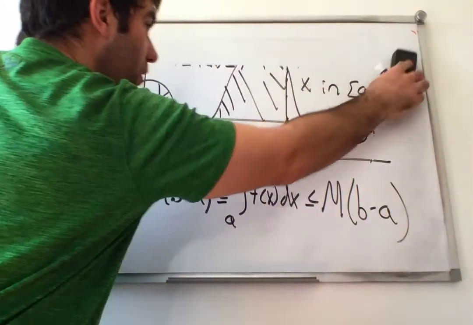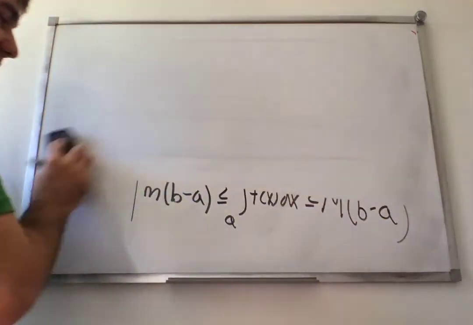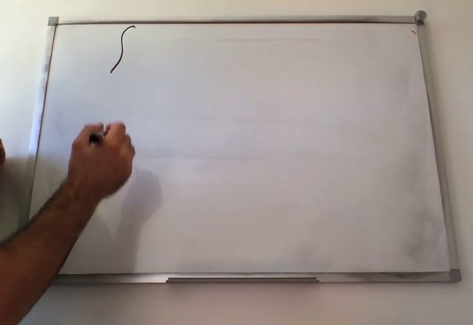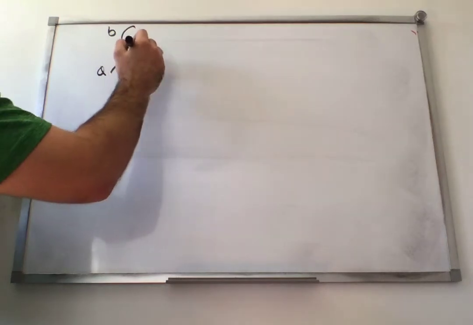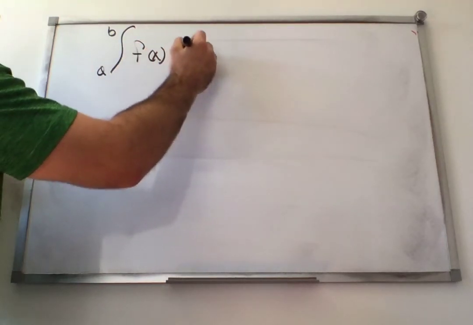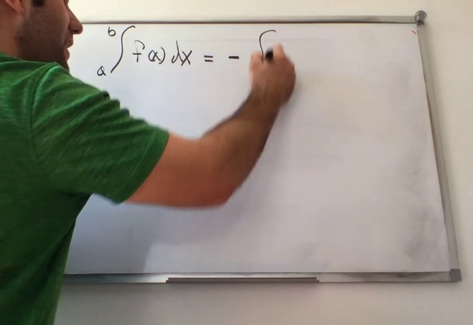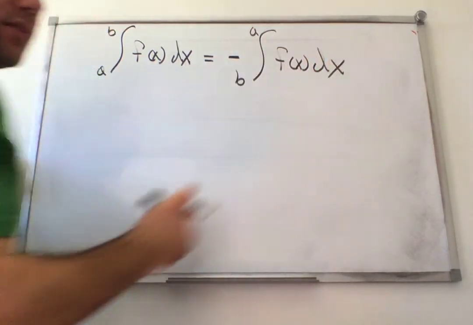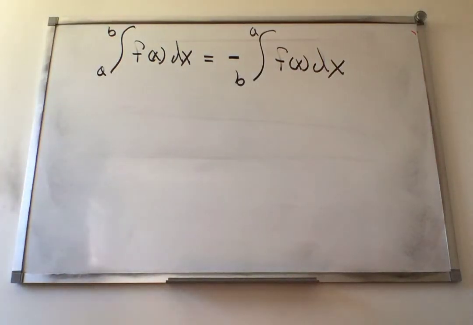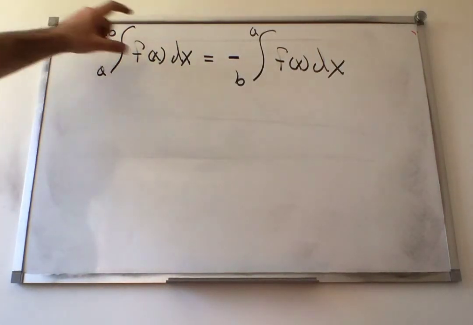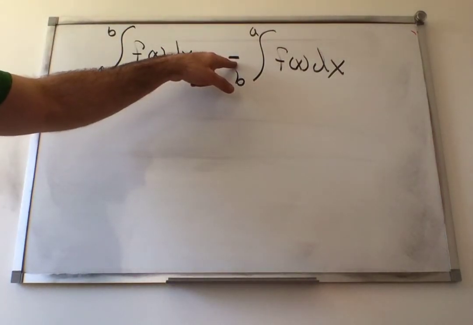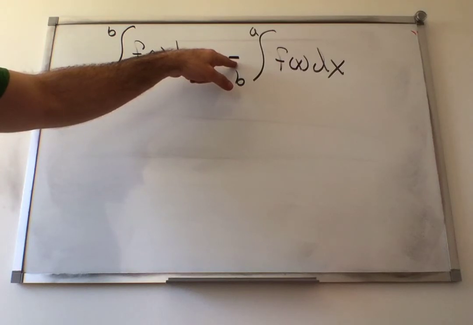Now we got two more properties. These are very, very simple properties to understand. The first one is the integral from a to b of f of x dx is equal to negative integral b to a of f of x dx. What this is saying is that if you switch the limits of integration, all it does is produce a negative out in front of the integral, okay?